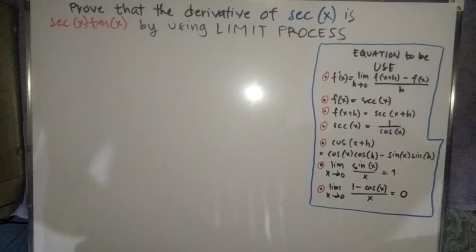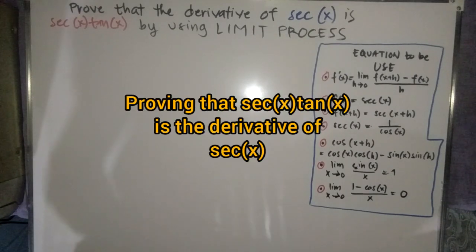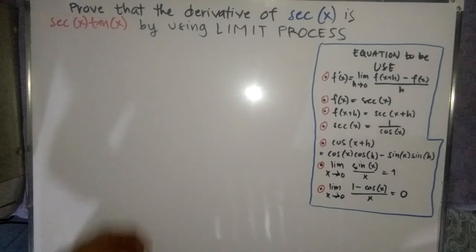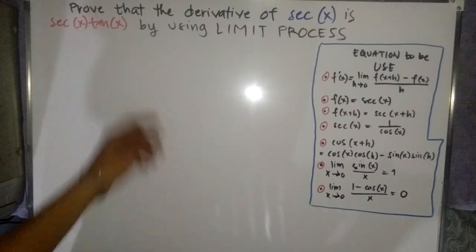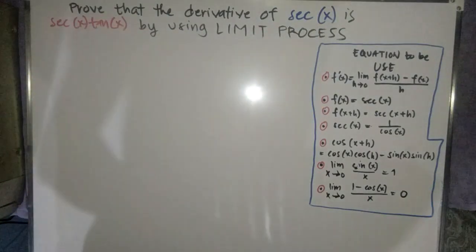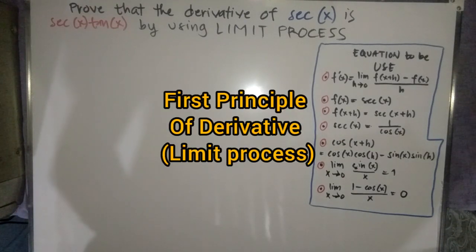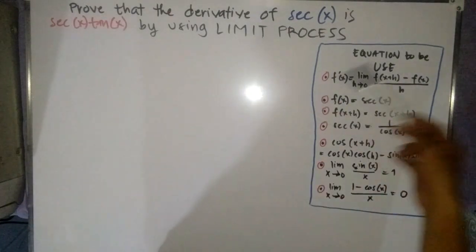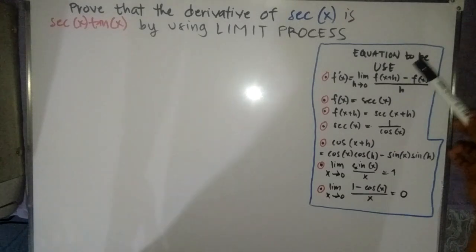Hello guys! In today's video, alamin natin kung bakit nga ba ang derivative ng secant x is secant x times tangent x. At ngayon, ituturo ko sa inyo ang mga step-by-step procedure on how to prove that the derivative of secant x is secant x times tangent x by using the first principle of derivative, o yung tinatawag nilang limit process. So, before we start, ito yung mga equation na gagamitin dito sa pag-prove.